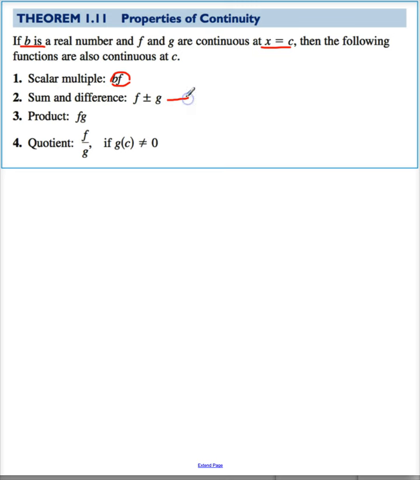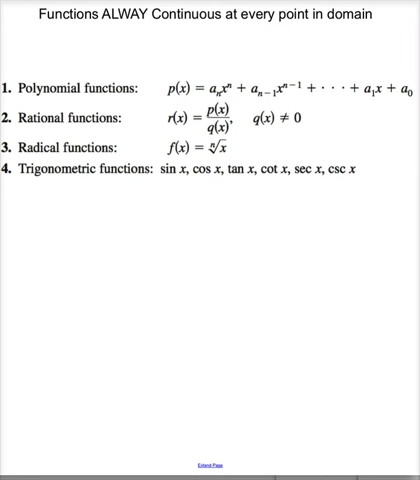I can add two continuous functions, and that function is also continuous. I can multiply two continuous functions, and that is also continuous. And the one that gets a little confusing is the quotient one, because I can take the ratio of two continuous functions, and as long as g is not 0, then this quotient is also continuous.